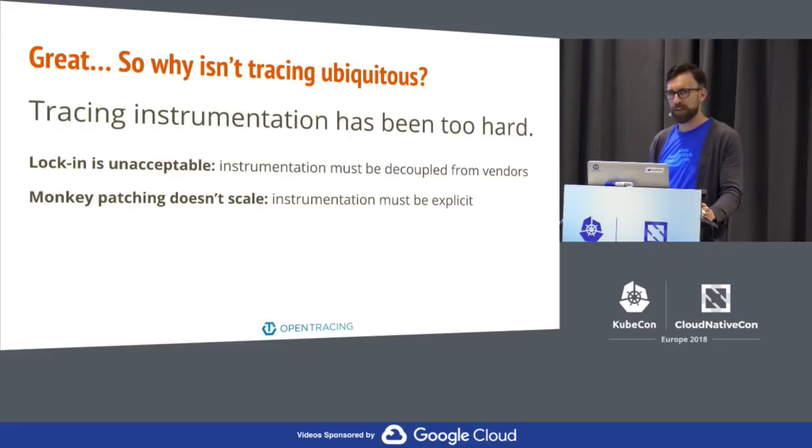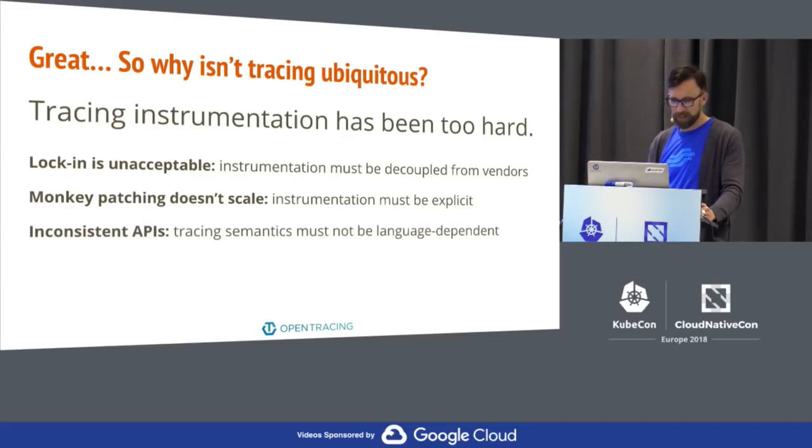It's way harder than instrumenting the code because it's not part of the compilation unit, and it breaks so easily. So you can't monkey patch things, at least not at scale. The APIs from one language to another have often diverged for different tracing systems, and that creates a lot of semantic confusion because you do need to propagate across boundaries.